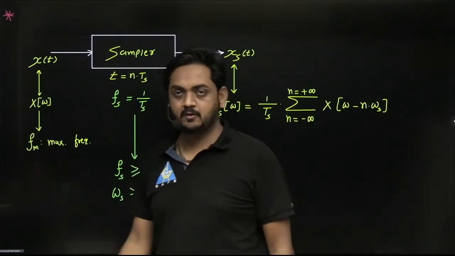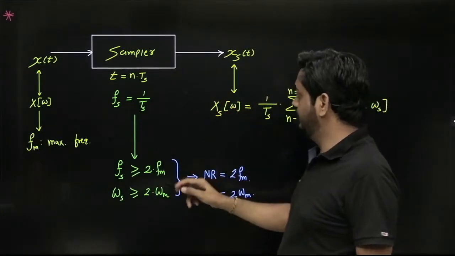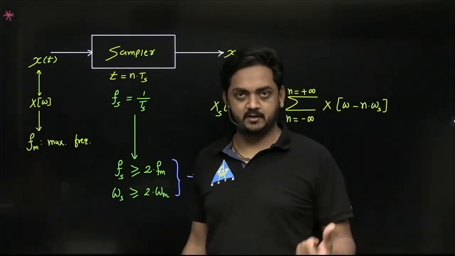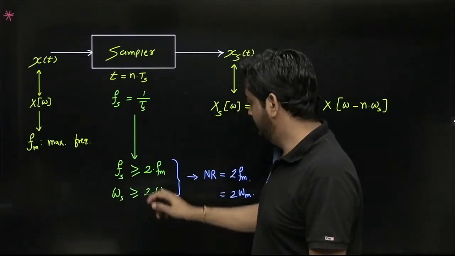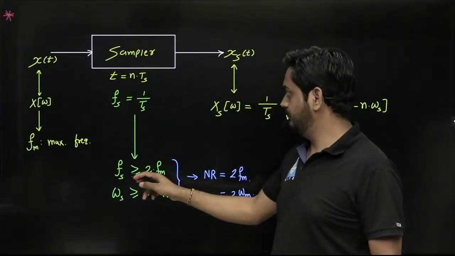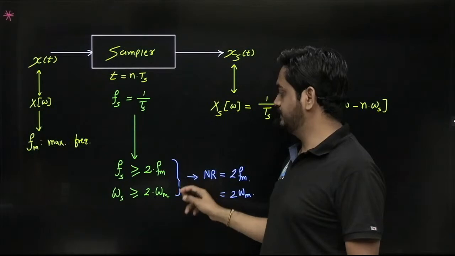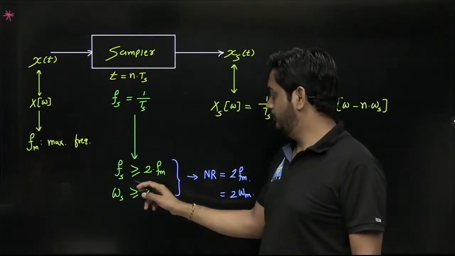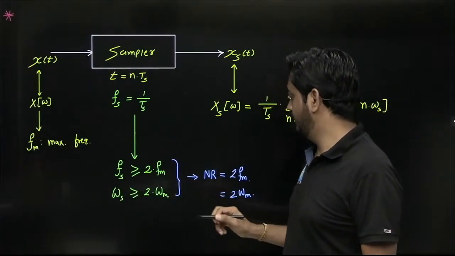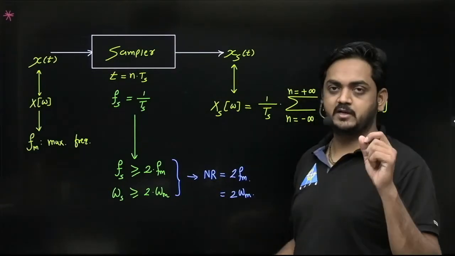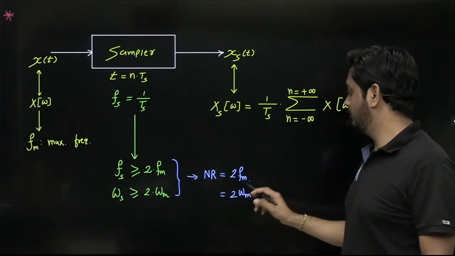Now here, in order to reconstruct the original signal without any distortion, the sampling frequency should be greater than or equal to twice fm according to the sampling theorem, or we can write omega_s greater than or equal to twice omega_m. And the minimum sampling rate is known as the Nyquist rate, which is nothing but twice fm or twice omega_m.